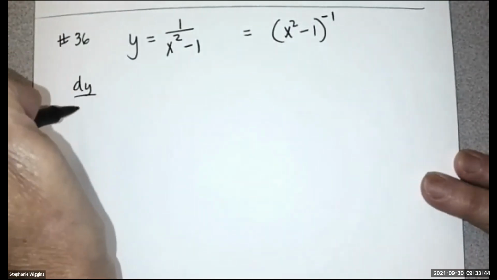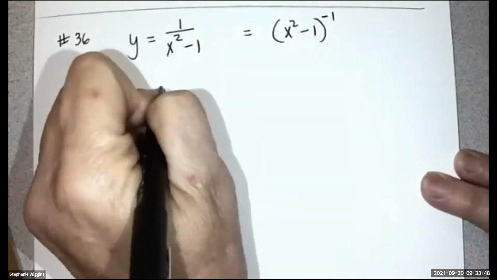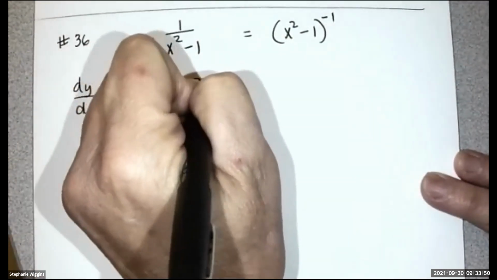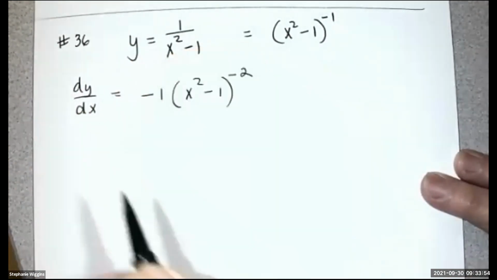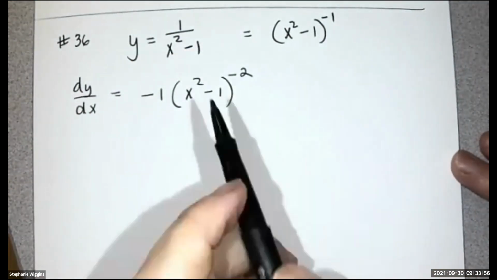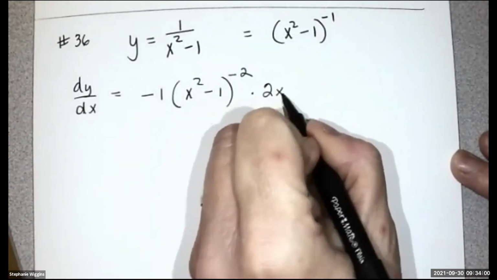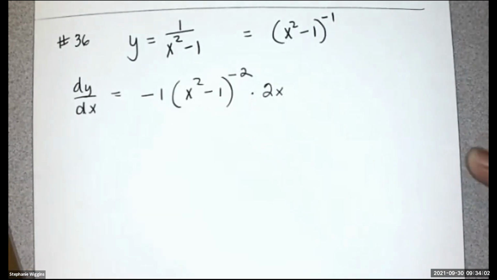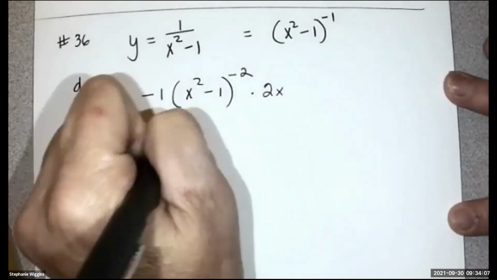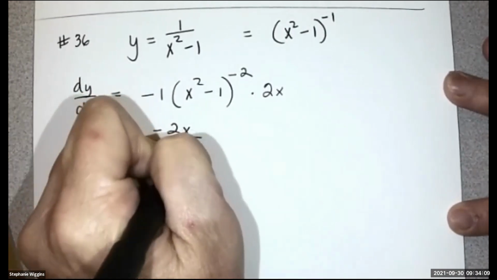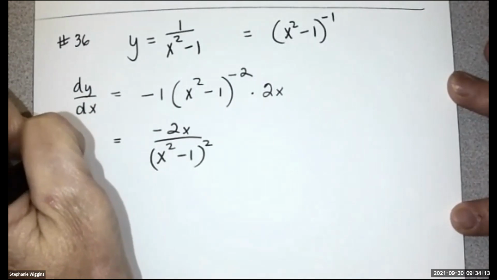So dy dx equals negative 1 times x squared minus 1. Subtracting 1 from negative 1 gives me negative 2. Then applying the chain rule, I have to take the derivative of the inside, so I multiply by 2x. Simplifying, I would have negative 2x over x squared minus 1 squared. Now this is just the first derivative.